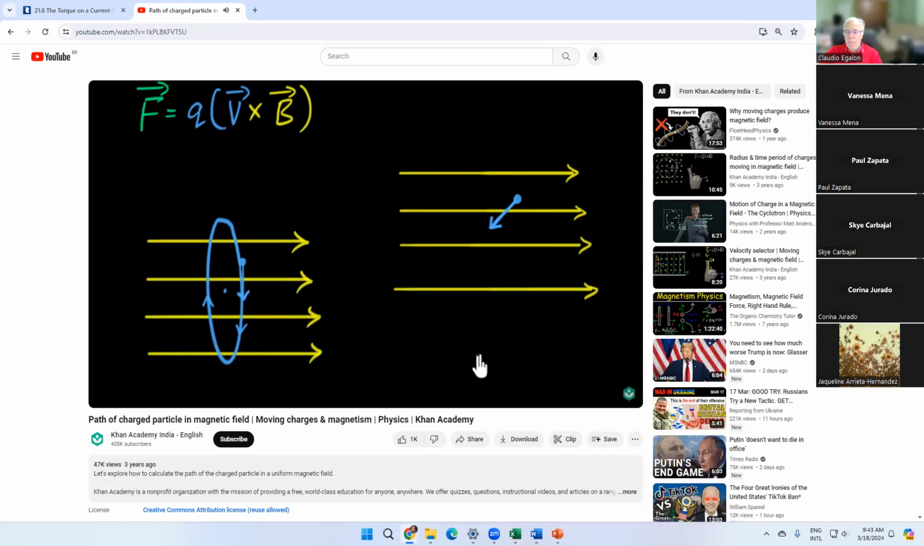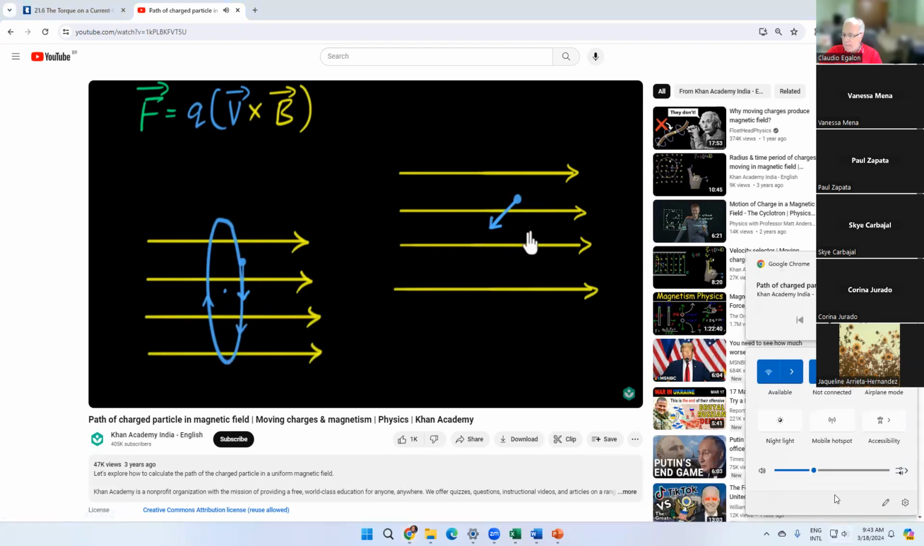Well, the way I like to think about it is I already know that if the particle was going perpendicular, it's going to go in a circular path. So what I'm going to do is divide this velocity into two components, one that is perpendicular to the field and one that is parallel to the field, and look at what will be the path for each of the components. So we already know for the one that is perpendicular, it's going to be a circular path. Let's now figure out what happens to the path when the charged particle is moving parallel to the magnetic field.